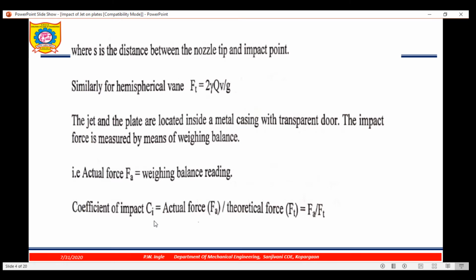Now if you are getting the value of the coefficient of impact as 1, this indicates theoretical force equal to actual force. If you are getting less than 1, then only you can say that the impulse momentum principle is verified. What is the meaning of less than 1? Theoretical force is more. What is the meaning of more than 1? Actual force is more. Actual force should not be more than theoretical force because there will be losses.